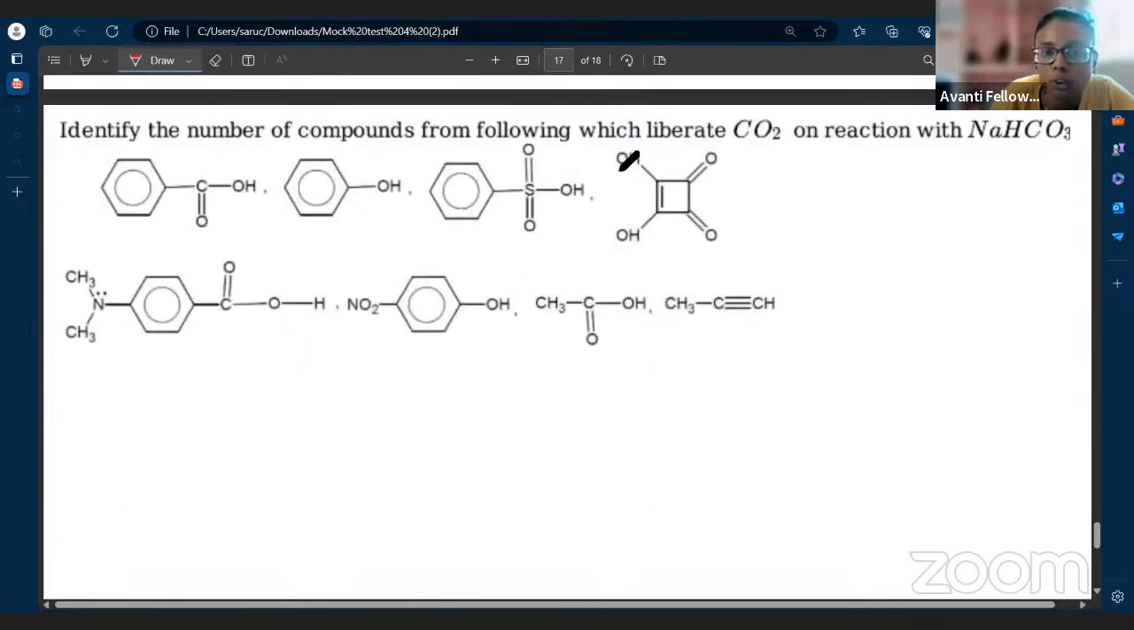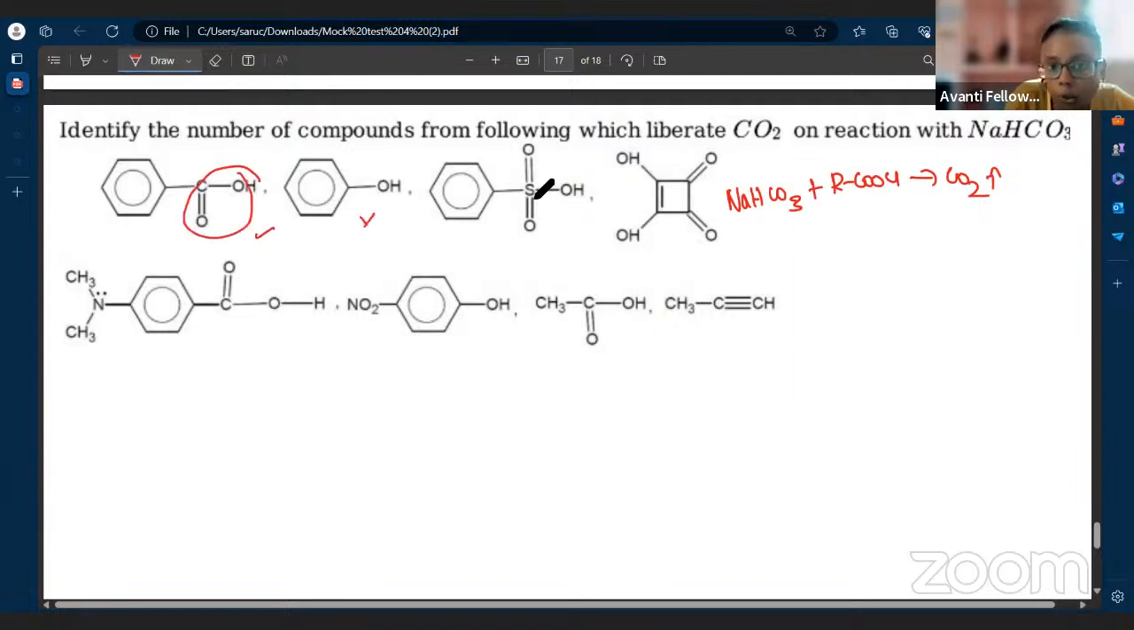Moving on to the next one. Identify the number of compounds from the following which liberate CO2 on reaction with them. We know that NaHCO3, bicarbonate, with carboxylic acid will liberate CO2 gas. So which one will liberate? Here you have a carboxylic acid, it will liberate. Will phenol liberate? No. Will SO3H liberate? Yes. Here COOH is there, it will liberate. Here it will not liberate. So the answer is 1, 2, 3, 4, 5. So the answer is 5.